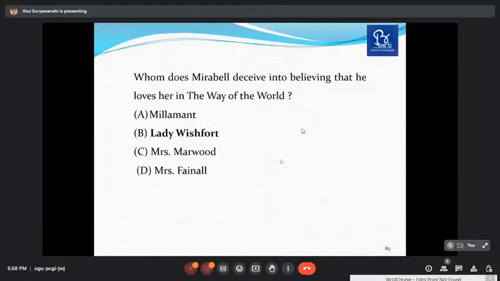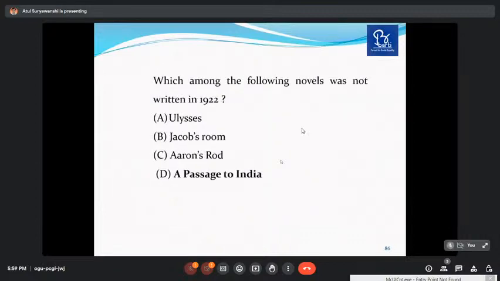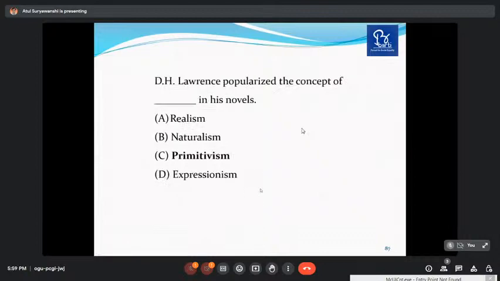Next question. Whom does Mirabell deceive into believing that he loves her, in The Way of the World? The answer is Lady Wishfort, in The Way of the World, written by William Congreve. Which among the following novels was written in 1922? Ulysses, Jacob's Room, and Aaron's Rod were published in 1922, but A Passage to India was not published in 1922.